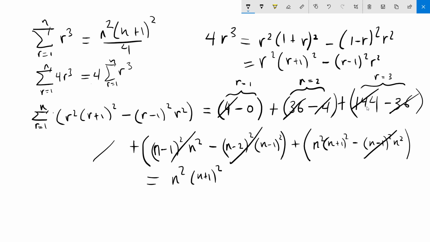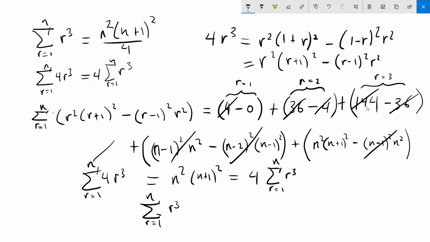Which is good, because we know that this is equal to the sum of 4r cubed, as r goes from 1 to n, which is also equal to 4 times the sum of r cubed from 1 to n. And so therefore, the sum of r cubed from 1 to n is just equal to, well, this thing here divided by 4. So n squared, n plus 1 squared divided by 4. Well, that's exactly what we wanted, right? It's the exact same thing that we had up here. So we have a check mark. So good, we've done well.